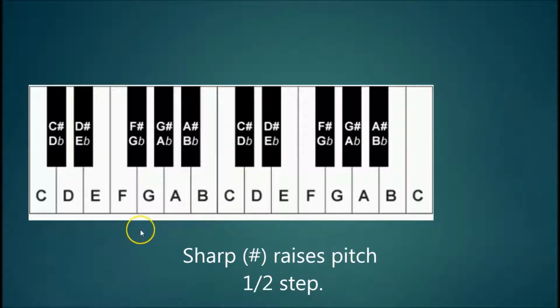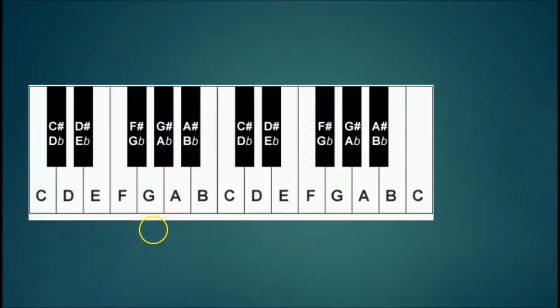Inversely, just like a flat lowers the pitch by a half step, a sharp is going to raise the pitch by a half step. So going back to my D, if I want to go to D sharp, I'm going to raise the pitch by a half step or go to the right 1 key on the keyboard, and this would be my D sharp. Back to my A, if I have an A and I want to go to an A sharp, I'm going to go to the right 1 key to find my A sharp.